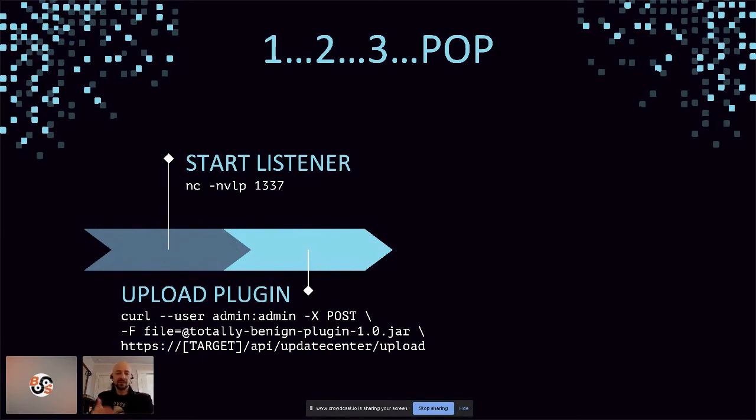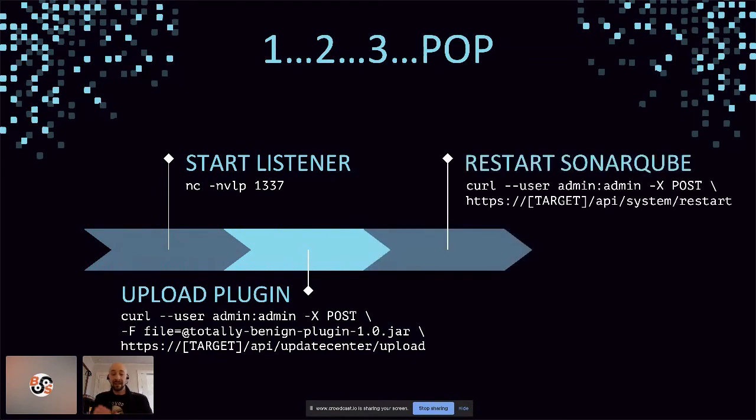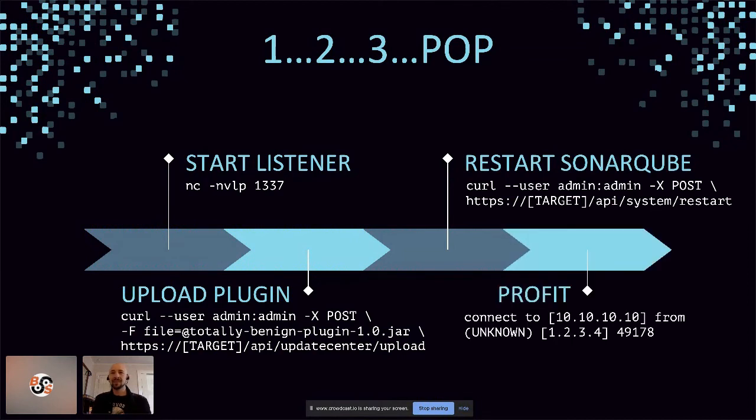Then the URL, of course, is where your target is. You may need port 9000 on that. You may not, depending on which one you found. And then the path is api/update_center/upload. Assuming that that goes through without an error, then the plugin has been uploaded to SonarQube. And then the last step is just to restart. You can do that with another curl command. You just submit an empty post request to the path api/system/restart. Give it a few minutes. It will take a few to go through the restart process within the application. And it's at the end of that process that it loads the plugins. But as soon as that plugin gets loaded, boom, you should get your callback.